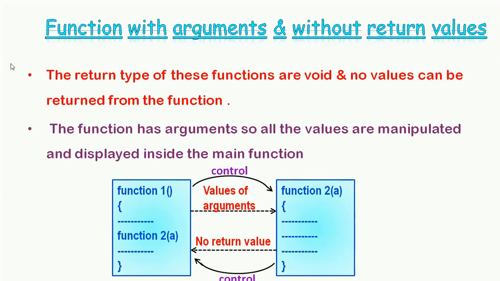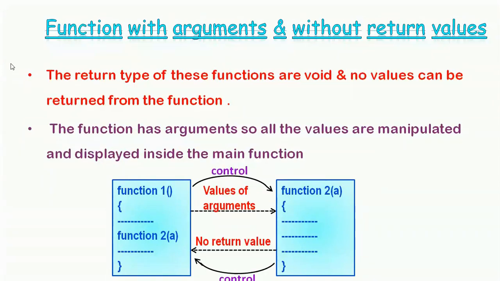In this type of function, values as an input are passed from the calling function to the called function, but called function does not give any output to the calling function. In this figure we can see when function 1 calls function 2, the value of argument is given, a, means a is passed as an input.